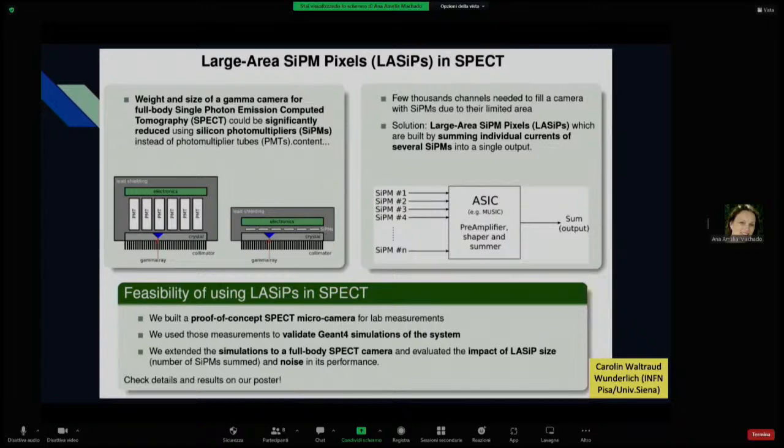The INFN, University of Siena and University of Firenze groups study the possibility of replacing the photomultipliers of a gamma camera for full body single photon emission computed tomography, called SPECT, with large area silicon PM pixels, called LASPEC. So the LASPEC is built by ganging several SiPMs. A prototype with 80 ganged SiPMs was built and tested. The camera was also simulated using the Geant4 Monte Carlo simulation. The group is exploring the possibility of building a full body camera also.